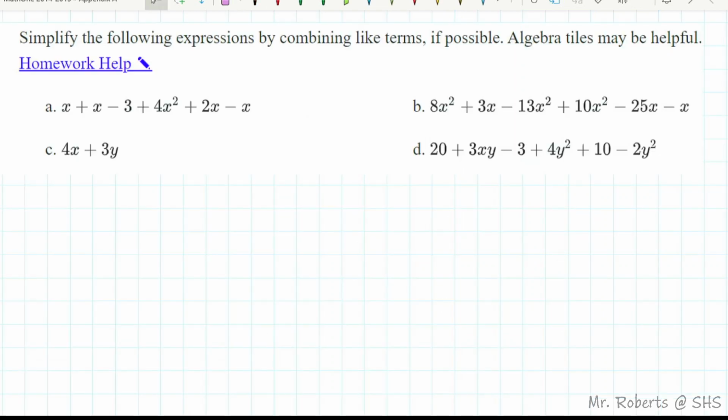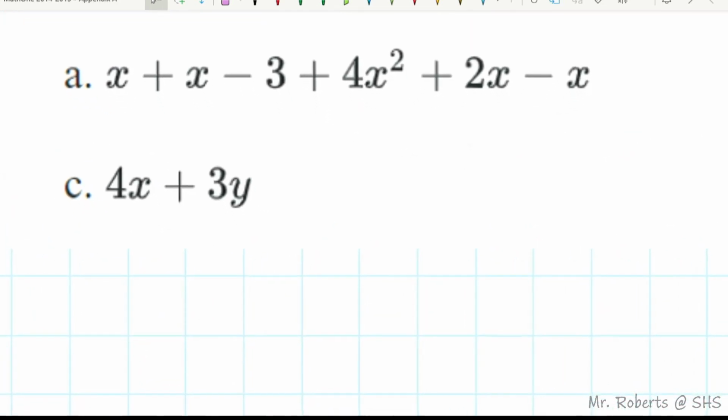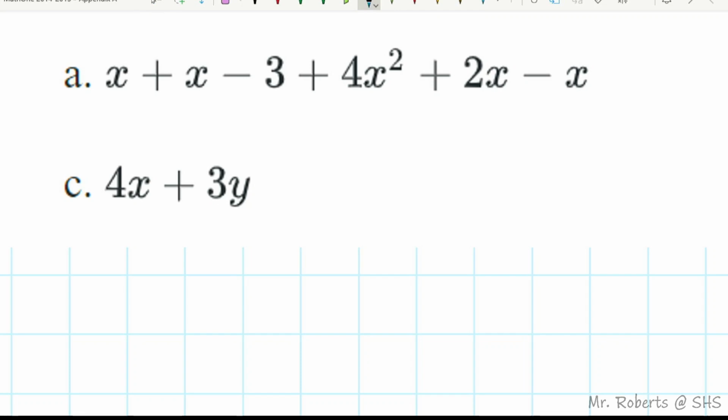Next question, I believe, is 31. It says, simplify the following expressions by combining like terms if possible. Algebra tiles may be helpful. I guess the reason why we're saying if possible is because sometimes you don't have any like terms. However, for A, I do have some like terms. So I'm going to use some colors to kind of indicate them. I have an x, another x. I have a 2x and then a -x. So quite a few terms that involve x. There is one term that has an x squared. And then I have a single term that's just a unit.